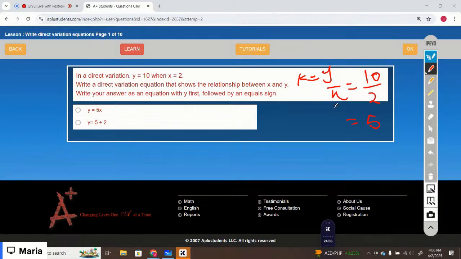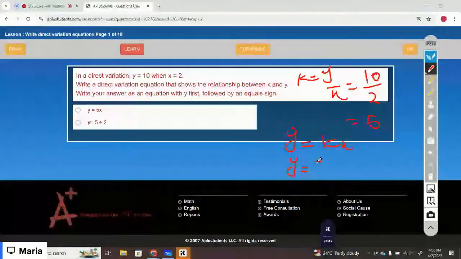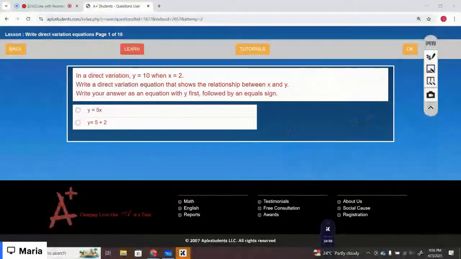And the equation in the direct variation is y equals 5 times x. Y equals 5x. Option number 1 is the correct option. Got it?